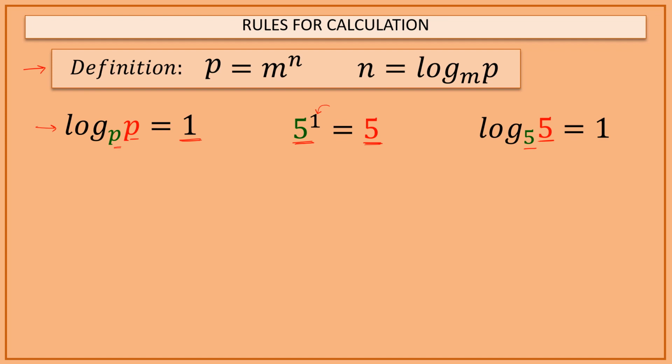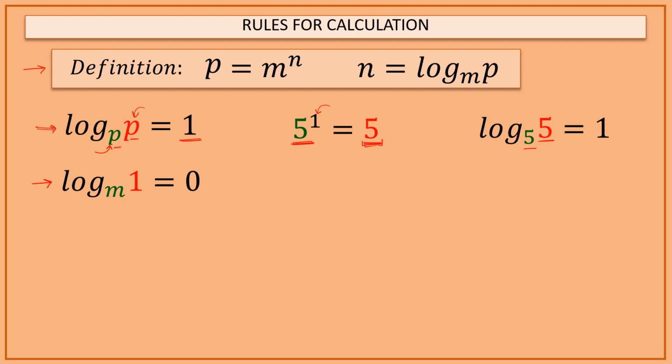So any number raised to the power 1 will always result in the same number, and that is why this rule follows this result, that is, logarithm of any number to the base itself will always give us the value 1. Okay, so this is a very useful result which will help us in performing calculations much more easily. Let us see the next rule.